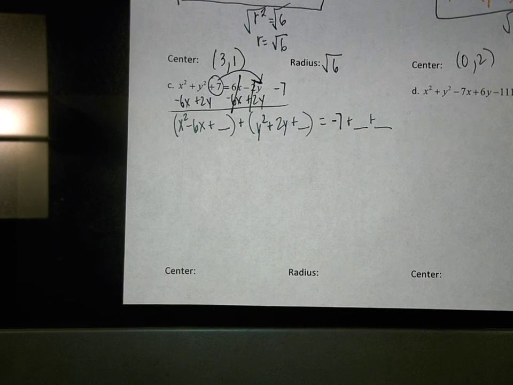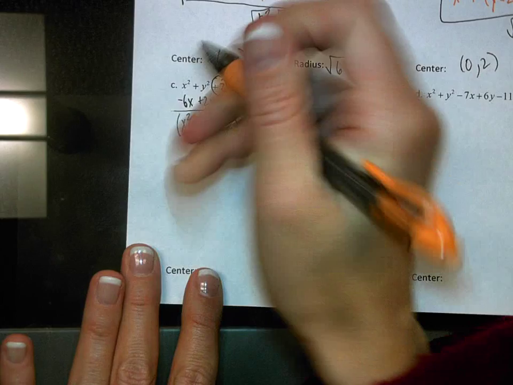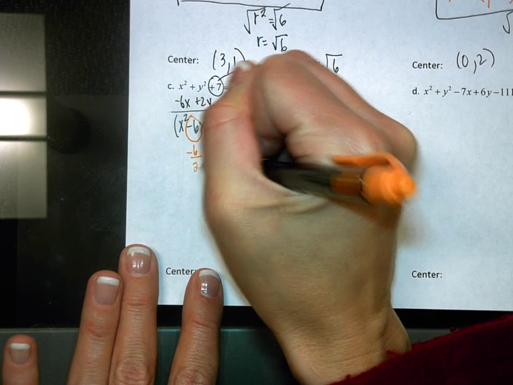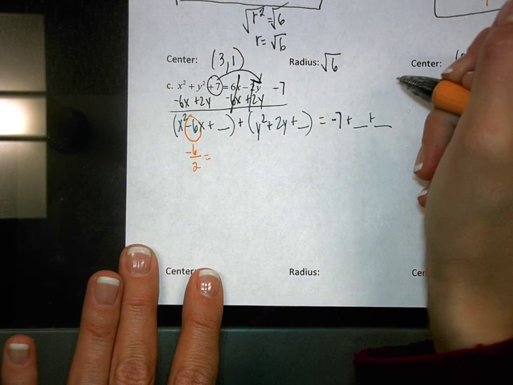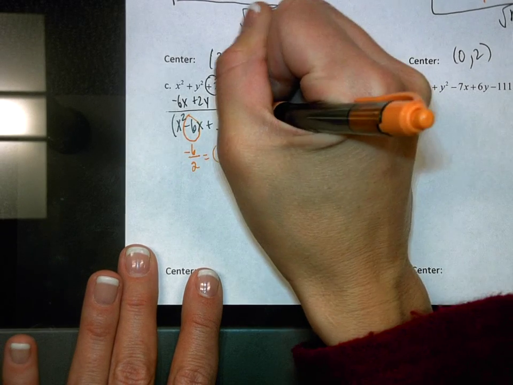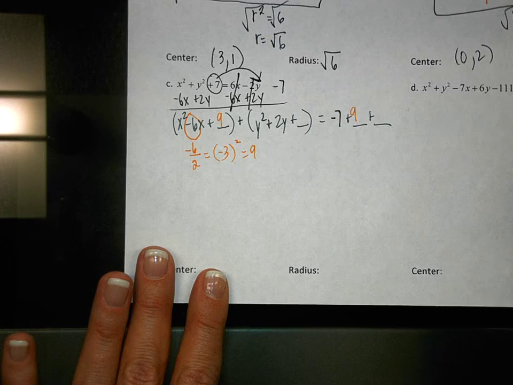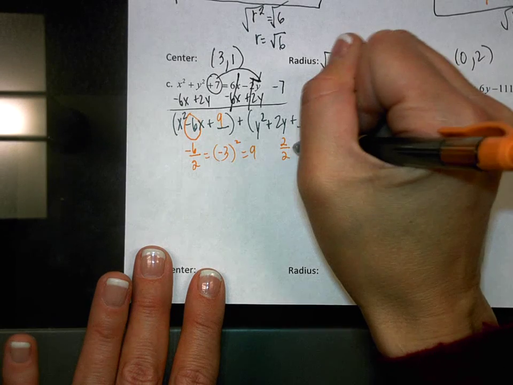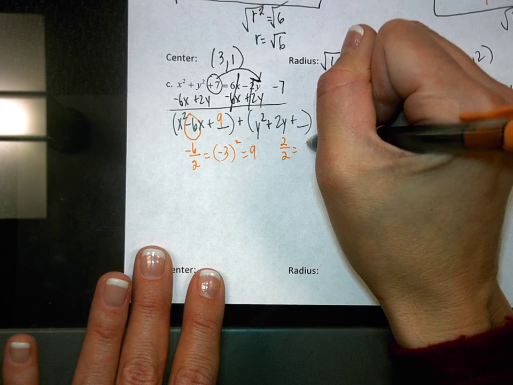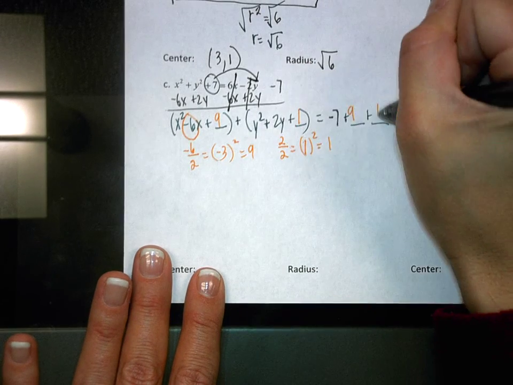Okay, so now we're just going to complete the square. We do that by taking our b term. So -6 divided by 2 makes -3, and we square that, which is 9. So 9 goes into each of the first blanks. For the y's now, we go 2 divided by 2, which is 1, and we square it, which is 1. So 1 goes into each of the second blanks.